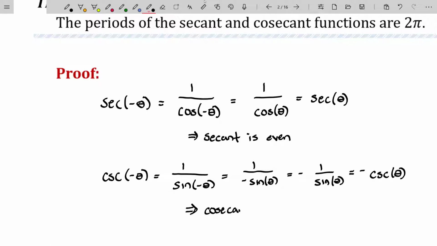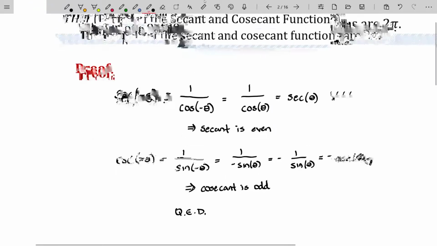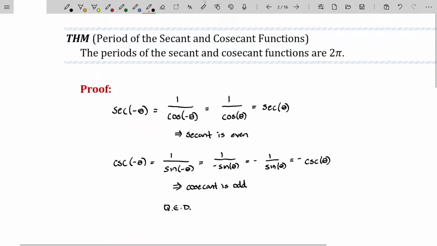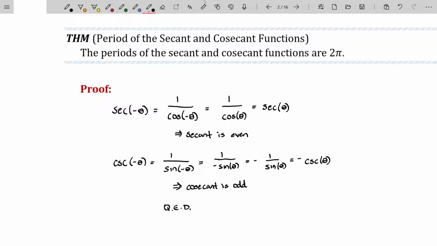Cosecant is odd. All right, so those are the proofs for both of those. So we have that down. It is important to note that when you're graphing, using the symmetry of these functions is very powerful if you can.